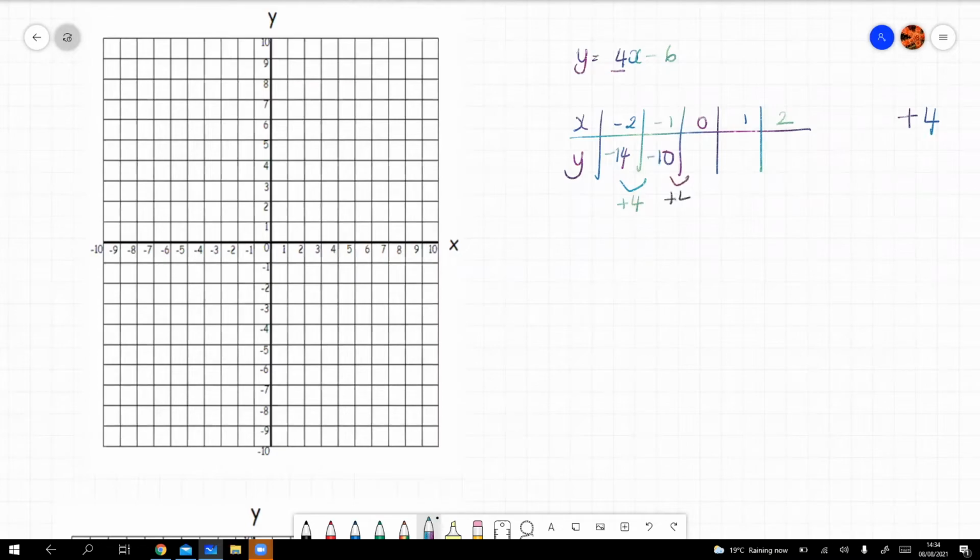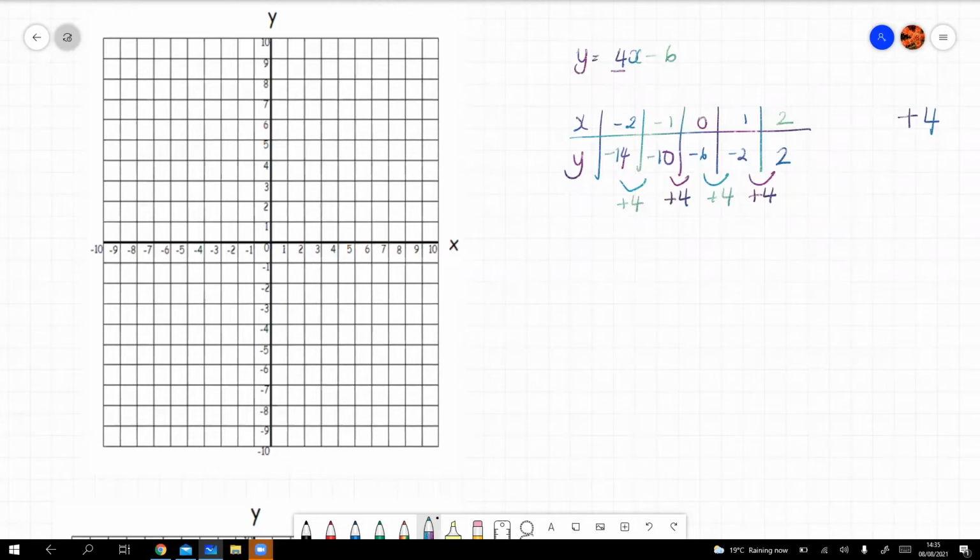I would add 4 to get onto the next number, which would be -6. Add 4 to get onto the next number, -2. And add 4 to get to the next number would be 2. Okay, so simple and straightforward. You can work out one of them by substituting and then use your knowledge of gradient and find out the next ones by either adding or subtracting.